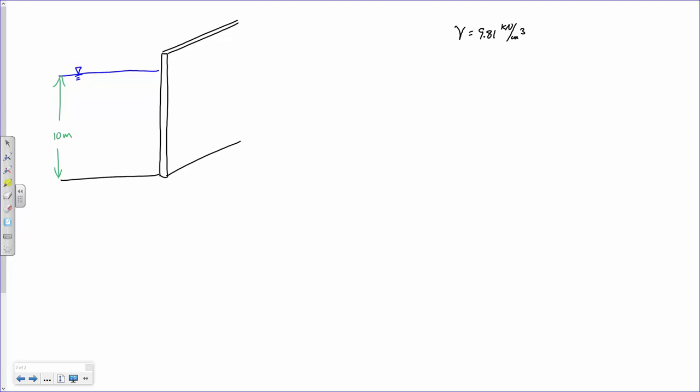That times 10. So the pressure distribution is going to go like this, and this pressure is going to be 98.1 kilopascals. Okay? Everybody with me on that? Now, let's add some numbers to this. Okay? So the water, something like that, whatever.